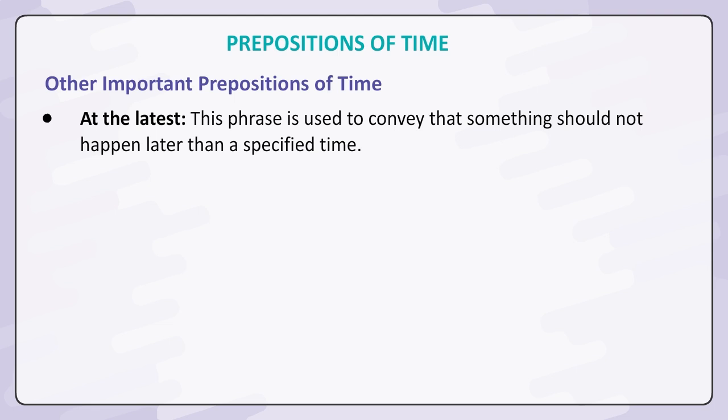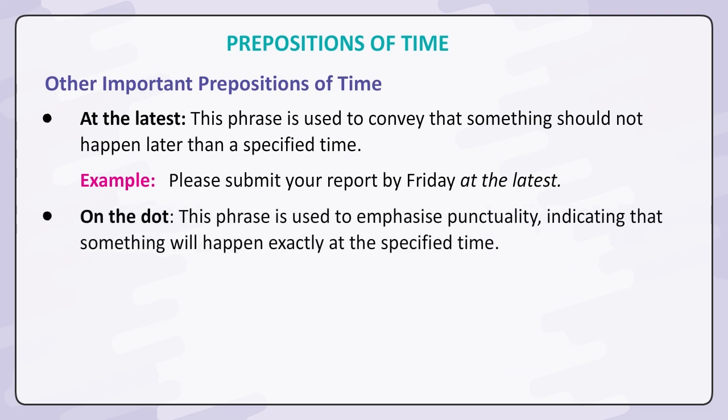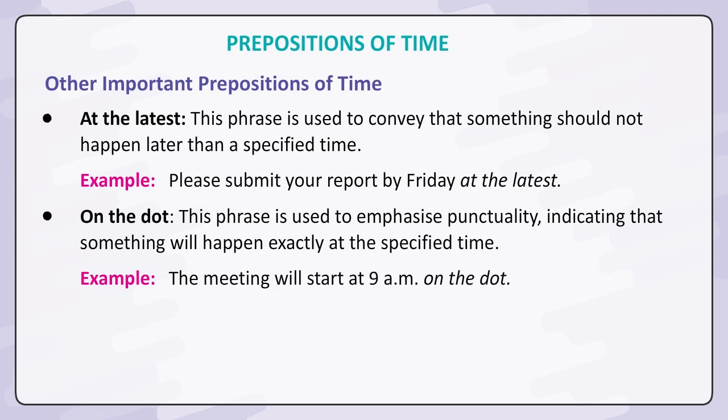At the latest. This phrase is used to convey that something should not happen later than a specified time. Example. Please submit your report by Friday at the latest. On the dot. This phrase is used to emphasize punctuality, indicating that something will happen exactly at the specified time. Example, the meeting will start at 9 a.m.